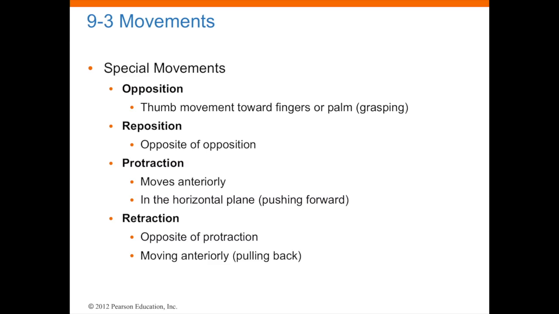Opposition is when the thumb moves towards your fingers. We, along with the primates, the chimpanzees, monkeys, are able to do that with our thumbs. Reposition is the opposite of opposition, moving your thumbs away from the fingers. Protraction moves in an anterior horizontal direction. Retraction is the opposite of protraction. It moves posteriorly, pulling up in a vertical.